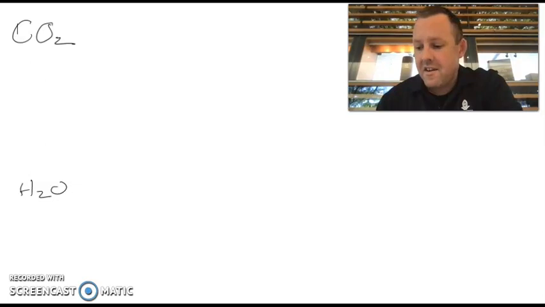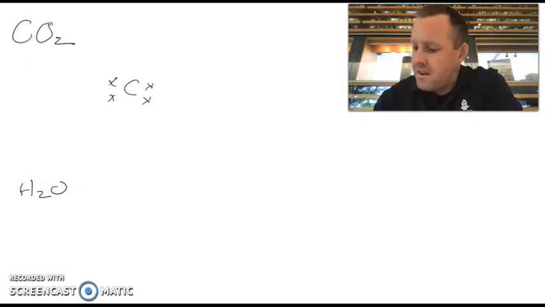So in the case of CO2, we're going to start off by looking at carbon and how many valence electrons it has. So carbon's in group 4, it's got 4 valence electrons. And if you think about carbon, its outer shell can hold 8. So what it wants to do is get another 4 electrons, basically via sharing.